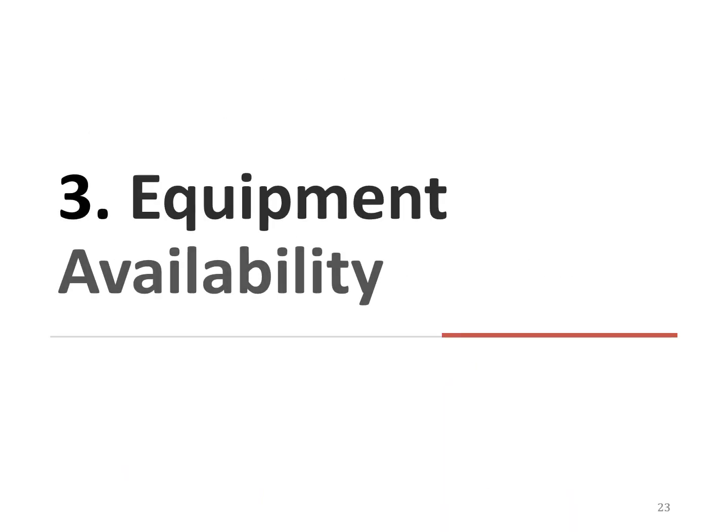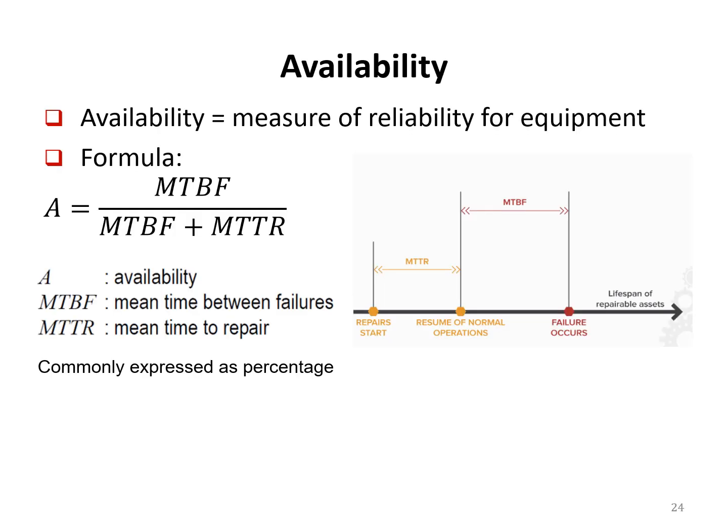The third one is equipment availability. Availability is defined as a measure of reliability for the equipment, how reliable the equipment is. The formula is given by availability, A equals MTBF over MTBF plus MTTR, whereby MTBF is mean time between failures and MTTR is mean time to repair. Basically MTBF is the time that the machine functions well. So you need to digest this.